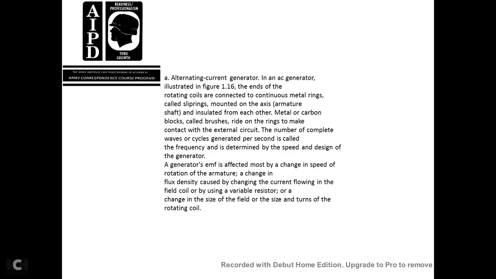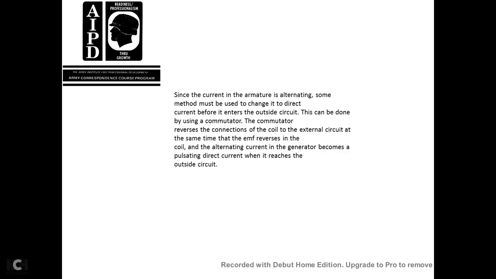The number of complete wave cycles generated per second is called the frequency, determined by the speed and design of the armature. The generator EMF is affected most by changes in the speed of rotation of the armature, by changing the flux density, and by changing the current flowing in the field coil by using variable resistors, changing the size of the field, and the number of turns of the rotating coil.